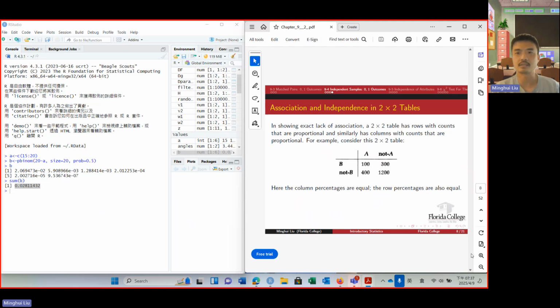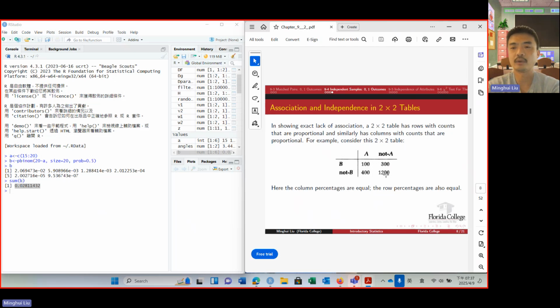So let's take a look at this example. Suppose we want to study two attributes, A and B. We have a total of about 2,000 people, and we test them whether they have A or not, whether they have B or not. So we end up with a table like this. You see here, there are 100 people having both A and B, 300 having not A but B, 400 not B but A, and 1,200 having neither A nor B.